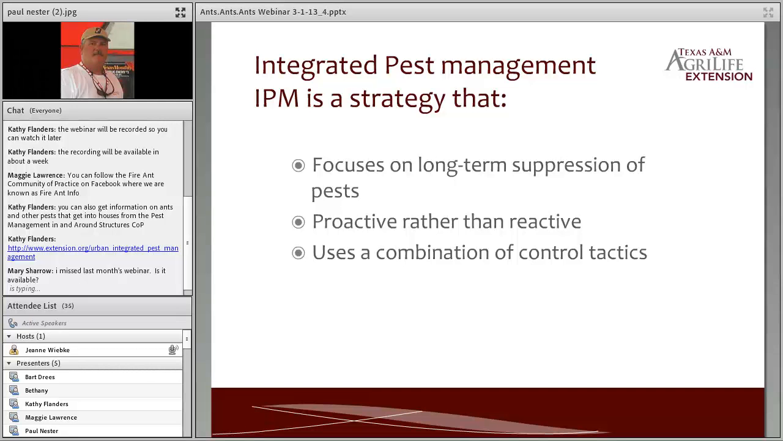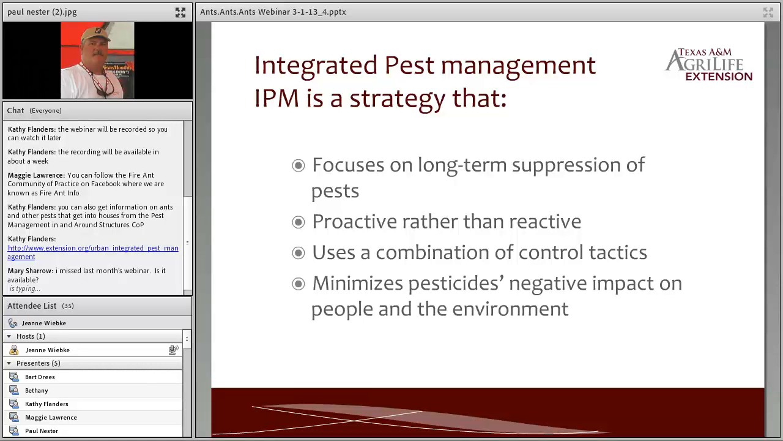It will use a combination of tactics. This may be mechanical control, it may be cultural control, it may be pesticide, depending on what level of control you want. And by doing this, we're going to minimize pesticides' negative impact on the people and the environment. Why? Because by using these other strategies, we are reducing the total population, which means that we will have less application of pesticides to an area, which will minimize their negative effect.